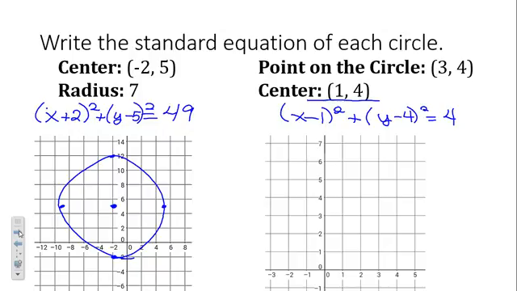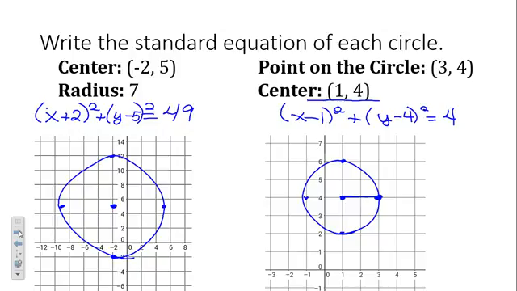If you don't recognize that, you can certainly graph it. We'll sketch a really quick graph. So we're at the point 1, 4. And then we have a point at 3, 4. So when we're at 3, 4, this is the point that's on our circle. How long is that radius? 2, and 2 squared is 4. Okay? So we would be 2 up, 2 down, and 2 left.